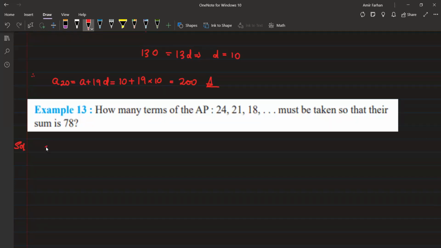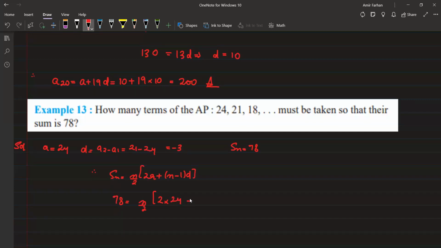So in the AP, a is equal to 24, and d is equal to a2 minus a1, which is 21 minus 24, equal to minus 3. Okay, and d is given already there. So S is equal to 78 because n is not known. So Sn is equal to n by 2 times 2a plus n minus 1 into d. Okay, put the value here: 78 is equal to n by 2, 2 into 24 plus n minus 1 into minus 3.